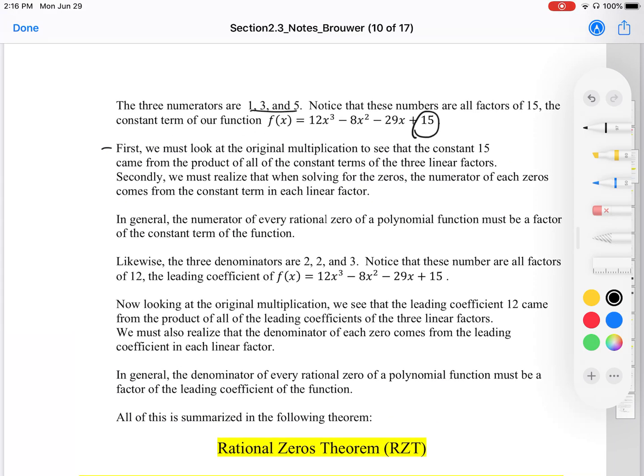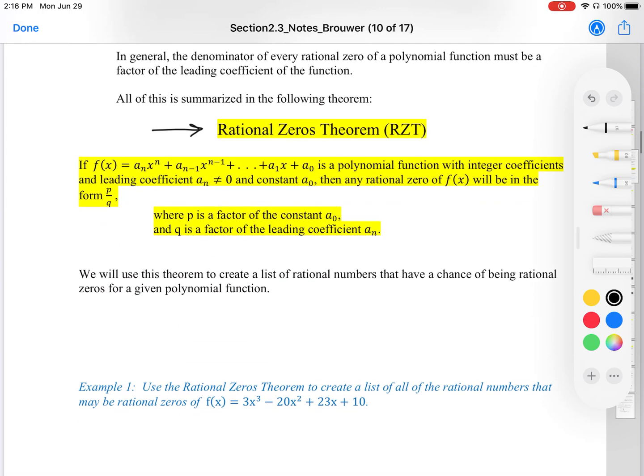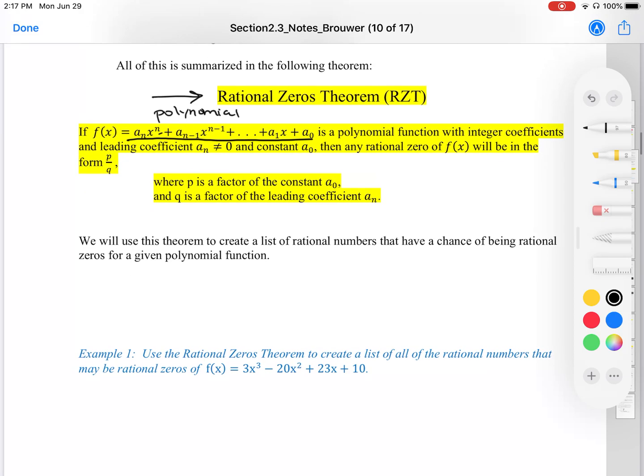Let me jump to the punchline. What it comes down to is our rational zeros theorem. This says that if f of x, and don't let this notation throw you off, it just means polynomial, is a polynomial function with integer coefficients and leading coefficient not equal to 0 and constant a sub 0, then any rational zero of f of x will be in the form p over q, where p is a factor of constant a sub 0 and q is a factor of the leading coefficient.